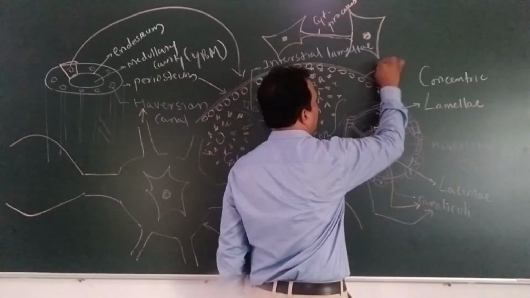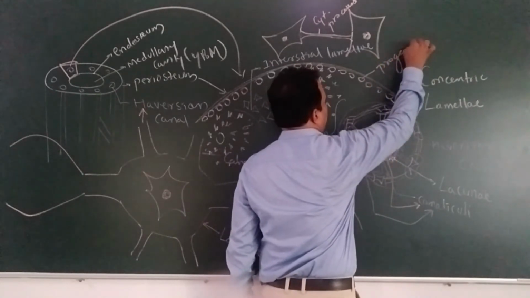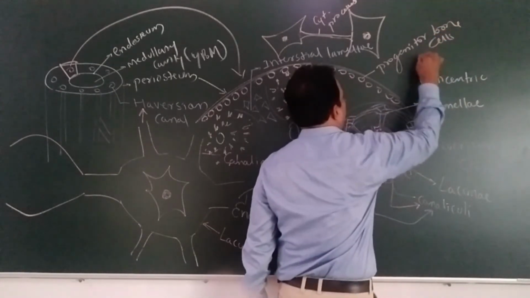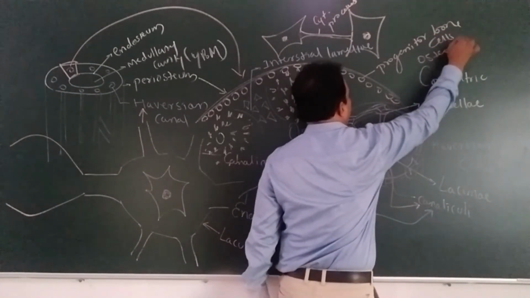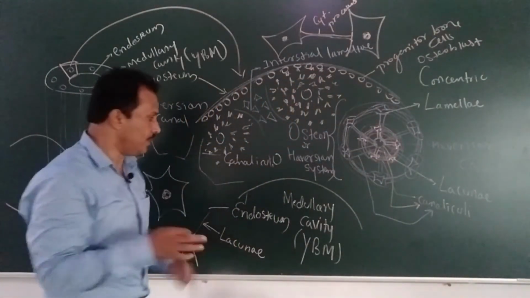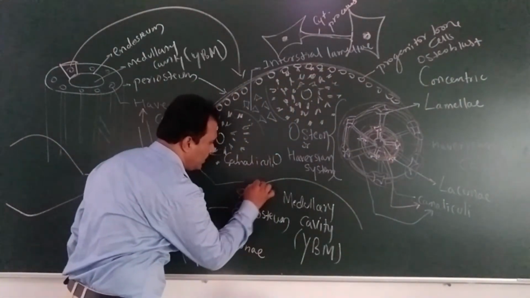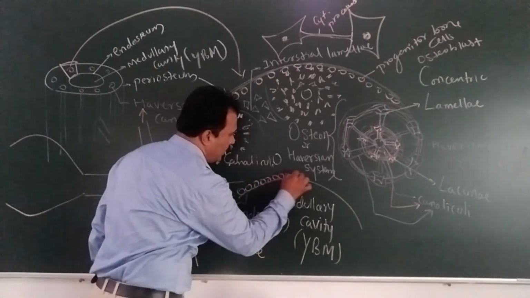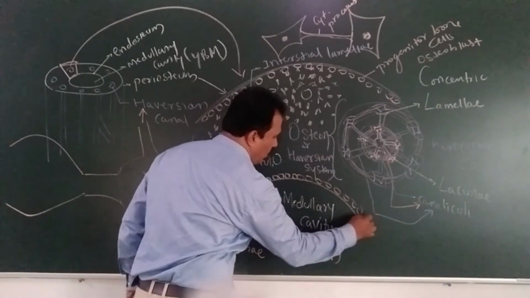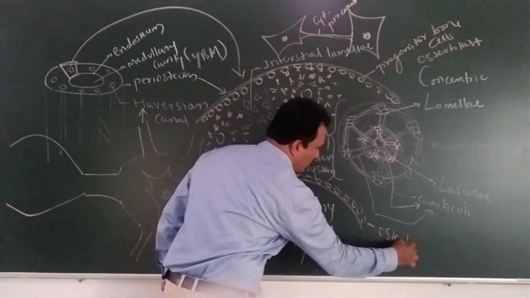or progenitor bone cells, osteoblasts. Osteoblasts are also present at this point, beneath the endosteum. This is again osteoblasts.